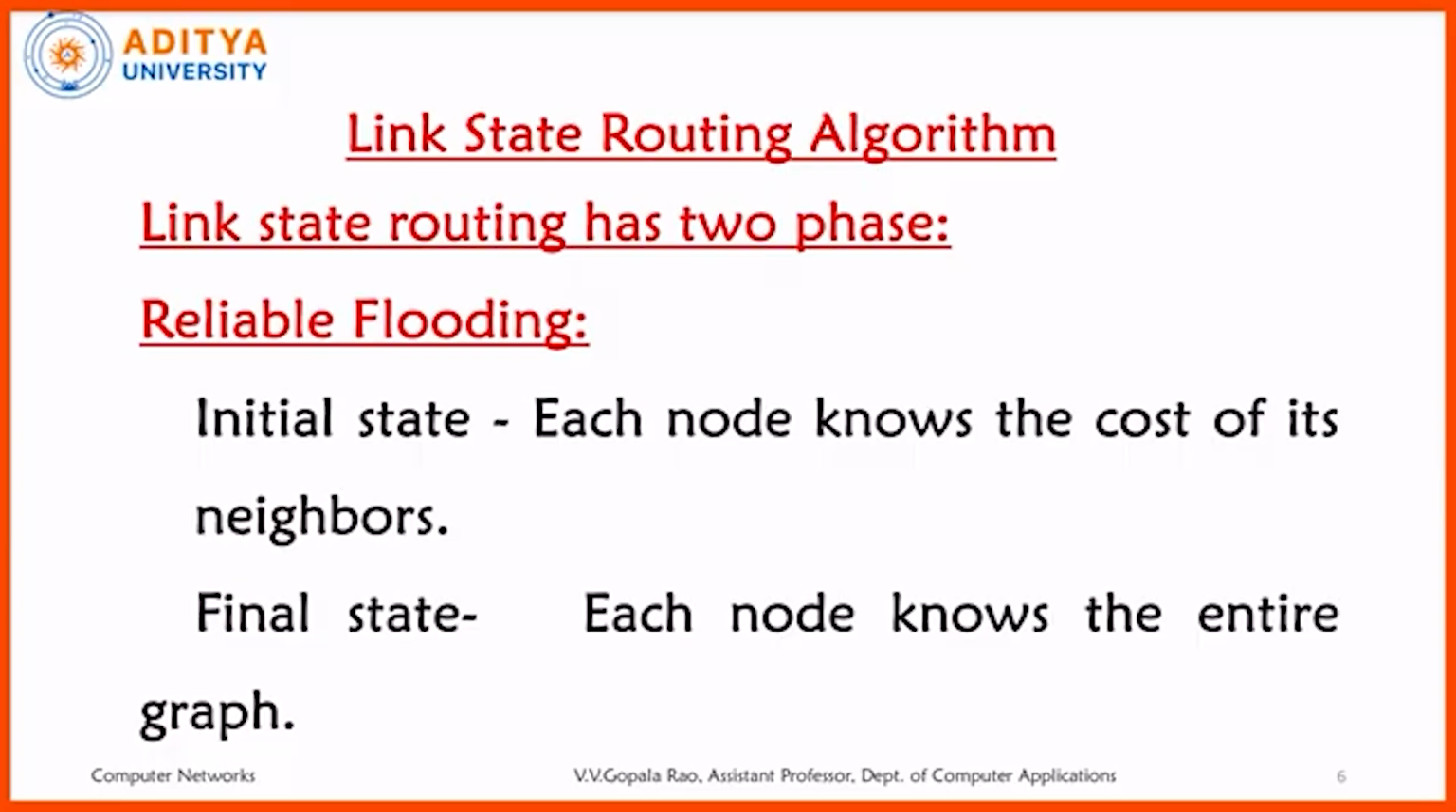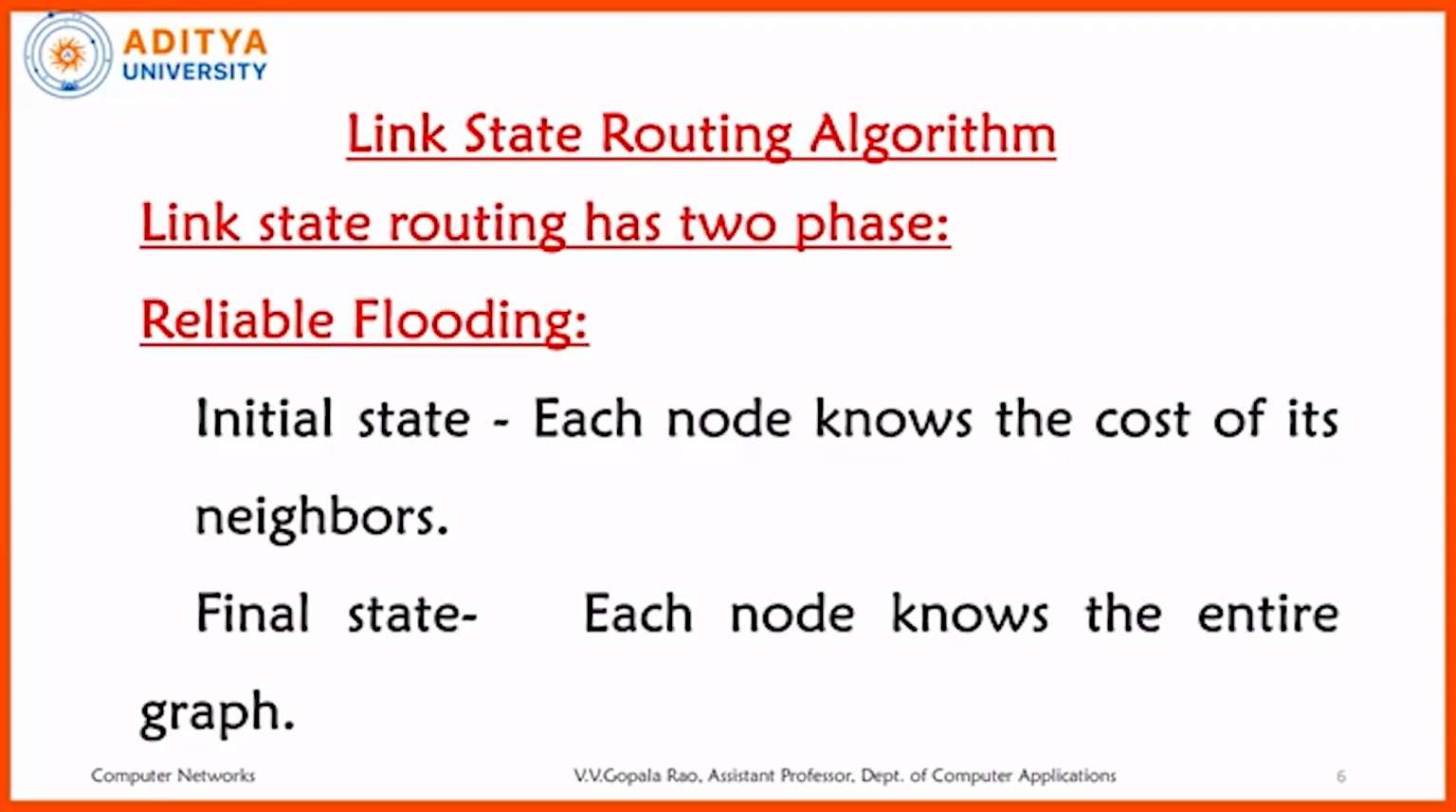And of course, in this link state routing algorithm, there are two phases that are to be carried out by every router. The first phase is called reliable flooding. In this reliable flooding, in the initial state, each node knows the cost of its neighbors. I am going to show a small figure so that you can understand the meaning of cost, the meaning of initial state, and how the information can be carried between the routers. We can see that by taking an example.